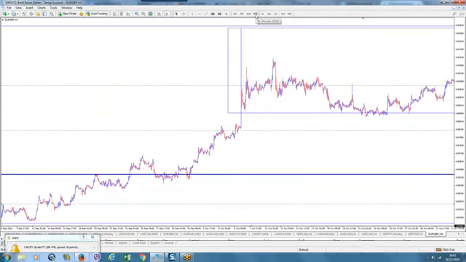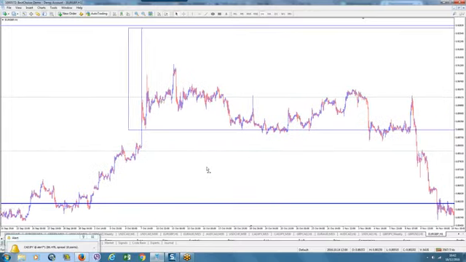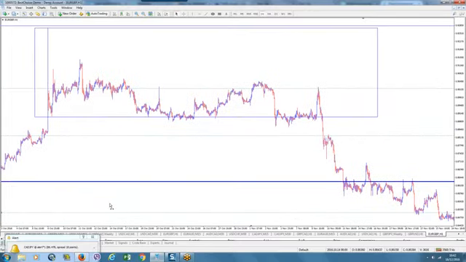Let me see what I would have for this. Let me see. Let me move over here a little. Okay. I would say the deepest retrace is here.